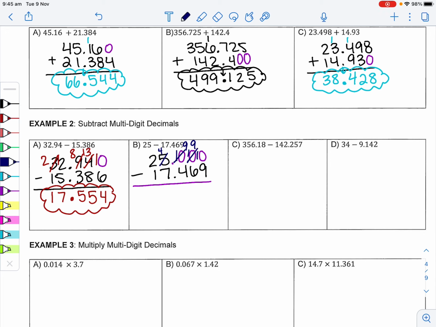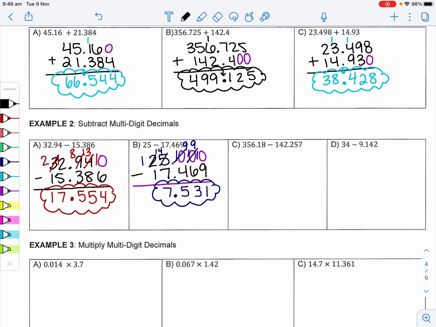So then 10 minus 9 is 1. 9 minus 6 is 3. 9 minus 4 is 5. Bring down my decimal. I cannot do 4 minus 7, so I'm going to borrow again. 14 minus 7 is 7. And then 1 minus 1 is 0, so I don't have to write it. So 7.531 is my answer.